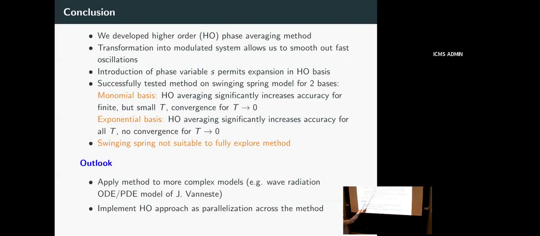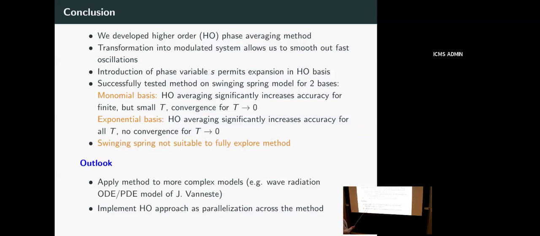We developed this higher order phase averaging method, and the essential part is that we go to this modulated system, where on top of the averaged version we have the frequencies. This we can smooth out. And these higher order expansions, in particular the exponential basis, helped us to have a fixed, large time averaging window and reduce the error by adding more correction terms.